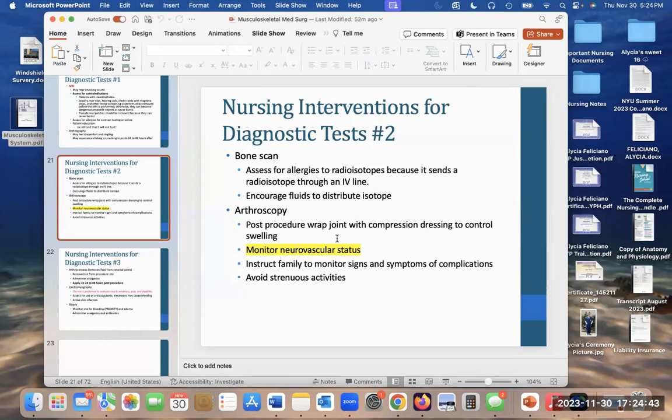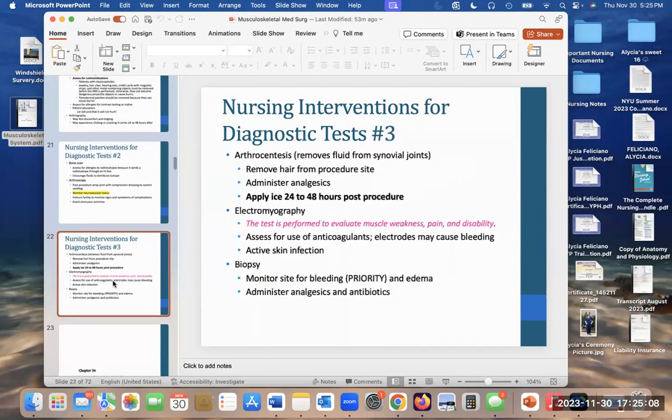Arthroscopy is more or less looking at joints, but after the procedure, we're going to wrap the joint with a compression dressing so that we can help reduce swelling. And as I said, neurovascular assessment is the priority. And always instruct family members about signs, symptoms, and complications. And for this procedure, avoid strenuous activities.